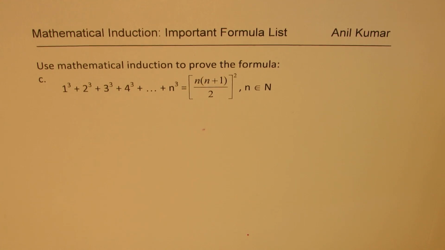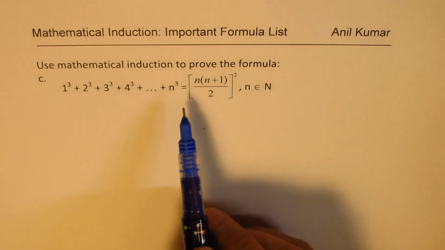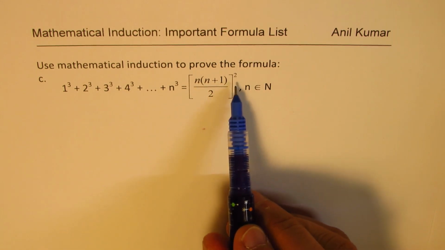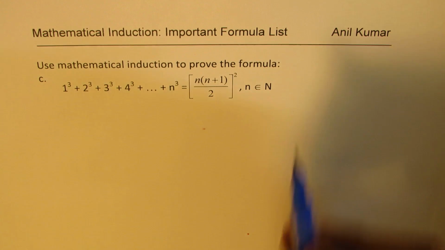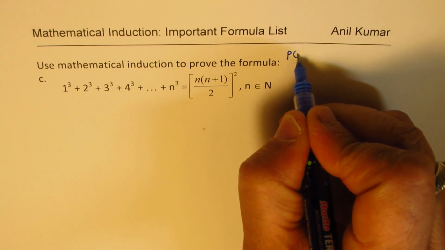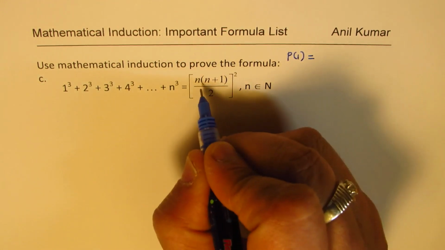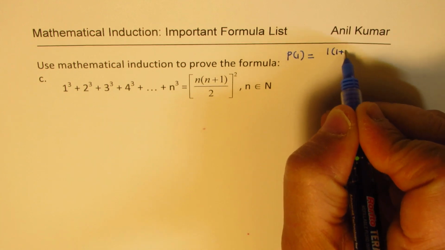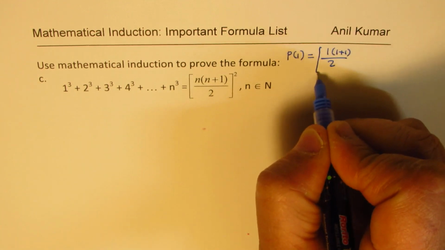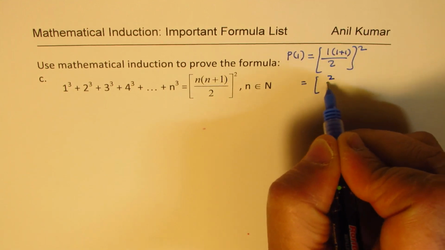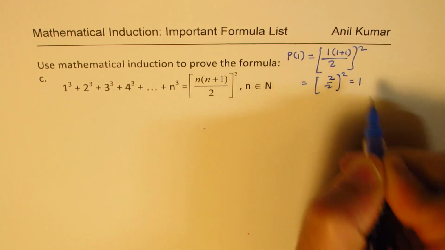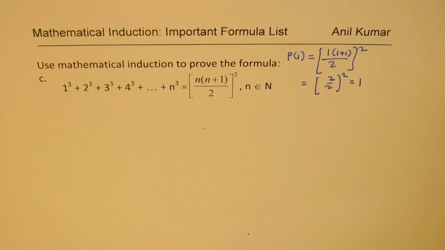So here is another very important equation. The sum of cubes is n times n plus 1 over 2, whole square. So we'll prove this formula by induction. First step, let's check for 1. When n equals 1, if I substitute here, I get 1 times 1 plus 1 over 2, whole square, and that gives you 2 over 2, whole square, which is 1. So that is true. So we have seen the first step is correct.